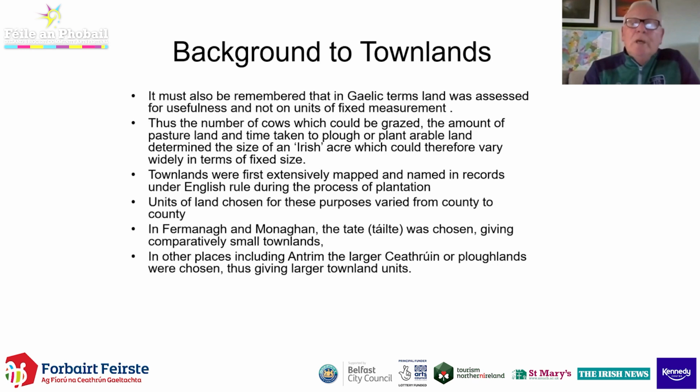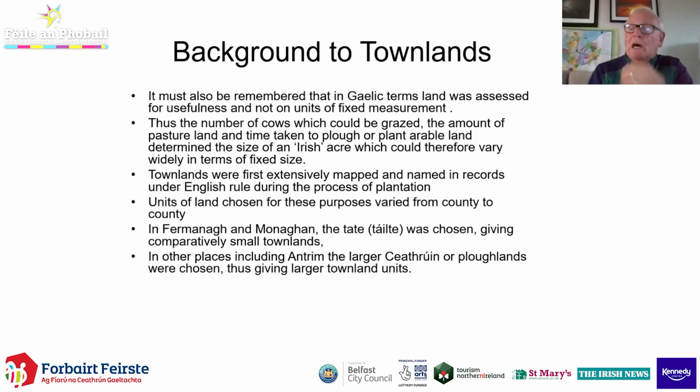And so the number of cows that can be grazed, the amount of pasture land, the time taken to plough arable land, all made up what became known as the Irish acre. And Irish acres differ in size, both in terms of their relation to an English acre and in relation to the size of a townland. So if you have a townland in a mountain area, it is much, much bigger than a townland in arable land beside a river. So the usefulness of the land becomes the measure, not a distance.